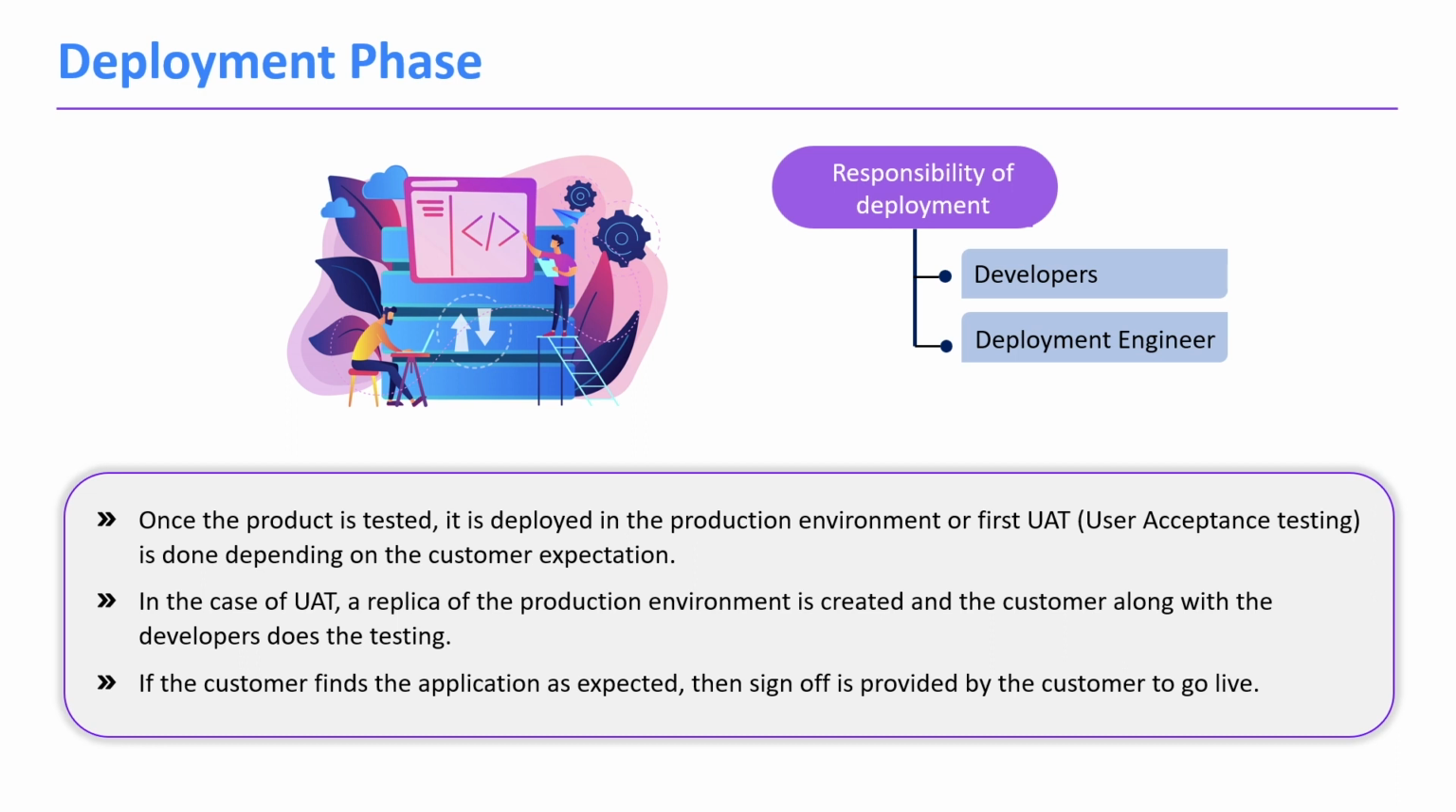In the case of UAT, a replica of the production environment is created and the customer along with the developers does the testing in the UAT environment. If the customer finds the application as expected as per the requirement, then they provide a sign-off. After getting the sign-off from the customer, we can deploy the application to the production environment.